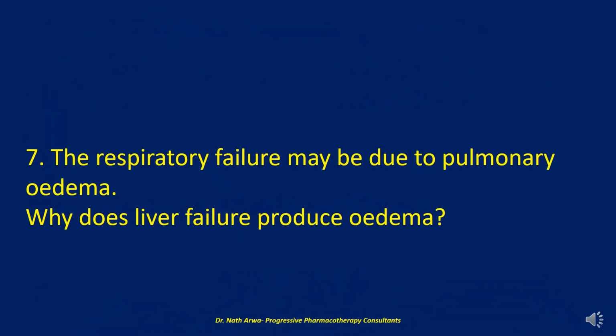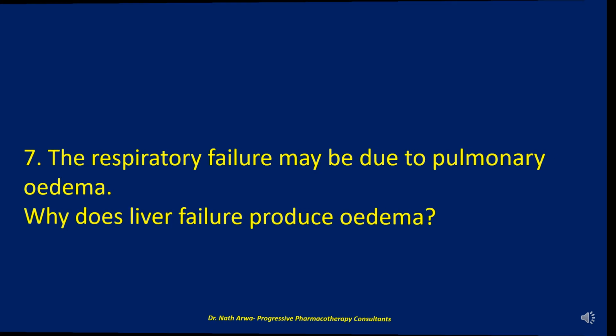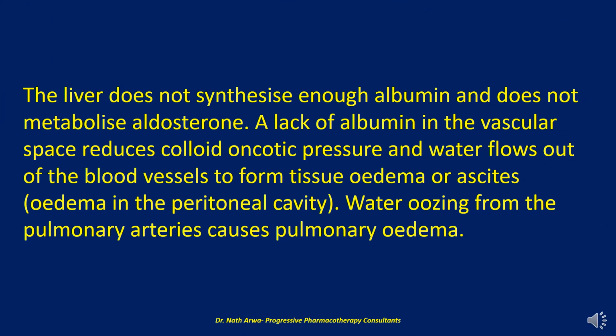Question 7 reads, the respiratory failure may be due to pulmonary edema. Why does liver failure produce edema? The liver does not synthesize enough albumin and does not metabolize aldosterone. A lack of albumin in the vascular space reduces colloid-oncotic pressure and water flows out of the blood vessels to form tissue edema or ascites, edema in the peritoneal cavity. Water oozing from the pulmonary arteries causes pulmonary edema.